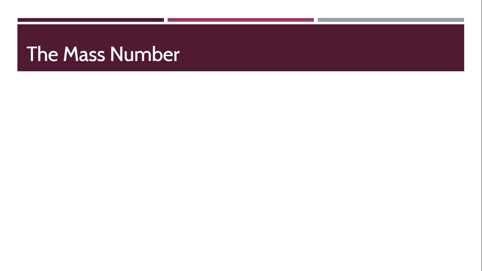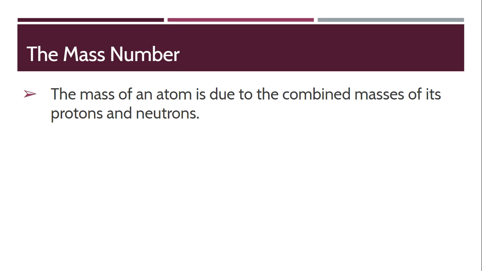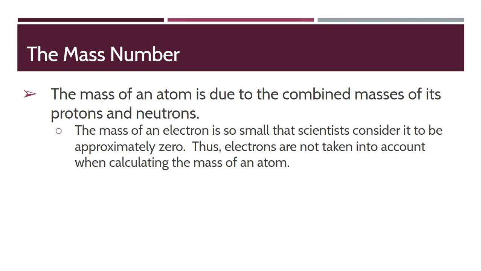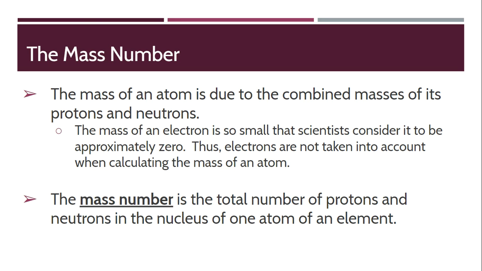There's another number that's associated with atoms, and that is the mass number. So the mass of an atom comes from the combined masses of its protons and neutrons. The electrons aren't considered because they're so small that scientists consider their mass to be approximately 0. So we don't talk about electrons when we're calculating the mass of an atom. The mass number is the total number of protons and neutrons in the nucleus of one atom of an element.